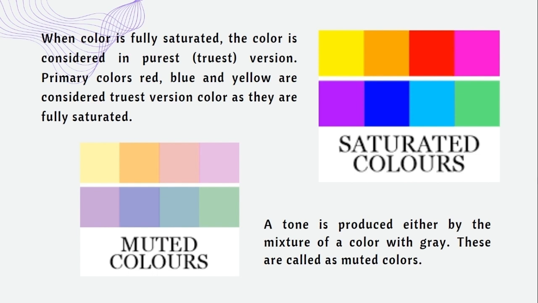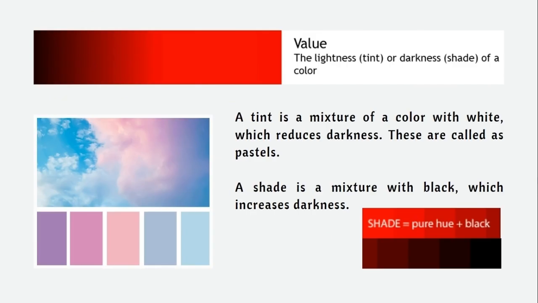A color is termed as unsaturated when it is mixed with another color. The secondary and tertiary colors are made by mixing primary colors with one another. A color mixed with gray is termed as a muted color. These colors are good for day-to-day wear collection as they do not draw a lot of attention. Darker mutes are much suited for fall-winter collections.